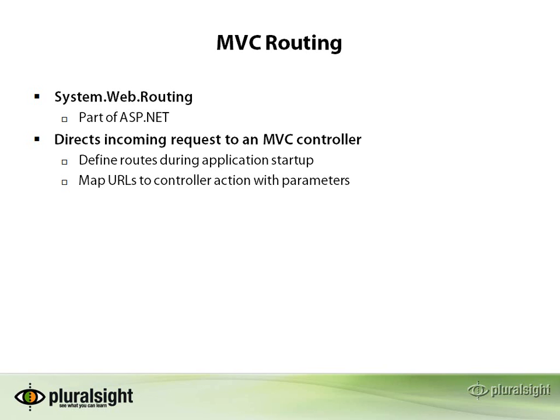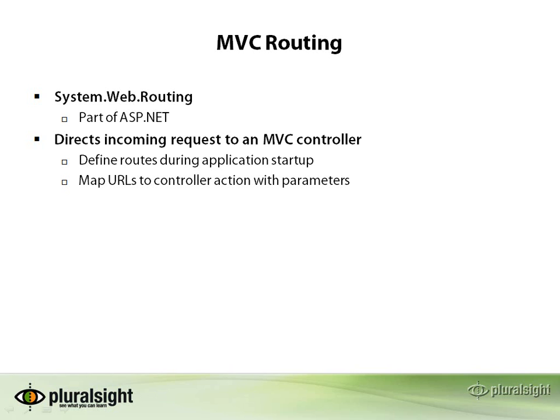The core API of ASP.NET includes some components in the system.web.routing namespace, and these components know how to take an incoming HTTP request and direct it to another component designed to handle that request. Now, routing is not specific to ASP.NET MVC. That means you can use routing to direct a request to an ASP.NET web form or a WCF data service, but in MVC applications, we typically work with routing to direct requests to a controller.